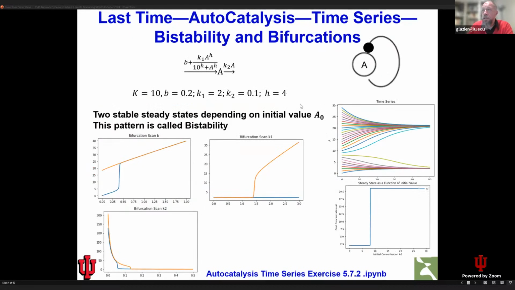Then we had done the analysis of one of the problems that was in the homework, which was single species autocatalysis. We looked at the time series. We saw the bistability. We solved for the steady states as a function of initial concentration, and then we did simple bifurcation scans for the parameters in the simulation.